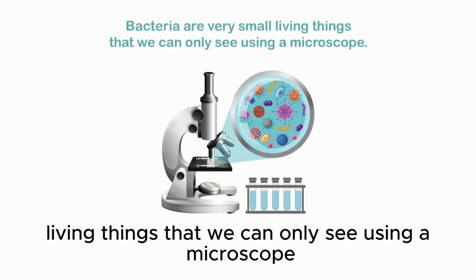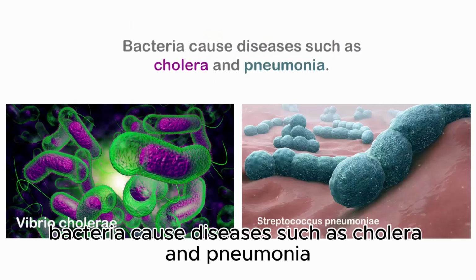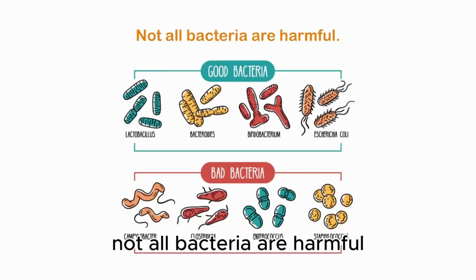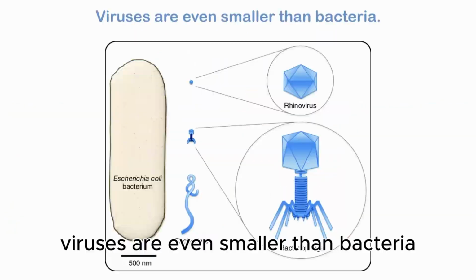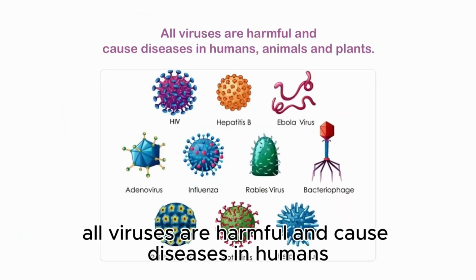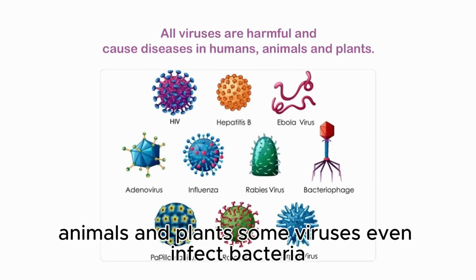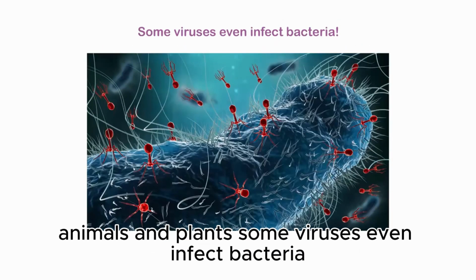Bacteria are very small living things that we can only see using a microscope. Bacteria cause diseases such as cholera and pneumonia. Not all bacteria are harmful. Viruses are even smaller than bacteria. All viruses are harmful and cause diseases in humans, animals, and plants. Some viruses even infect bacteria.